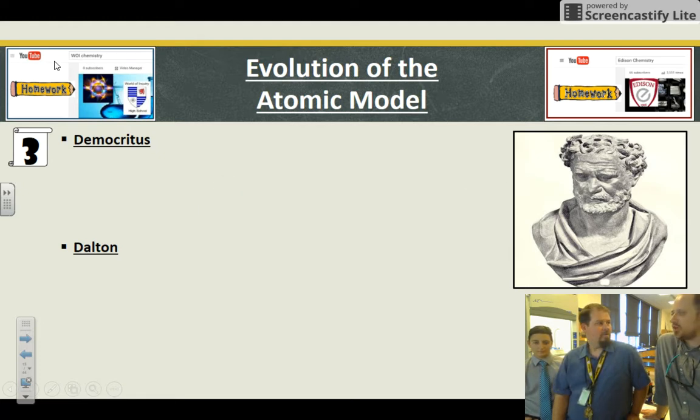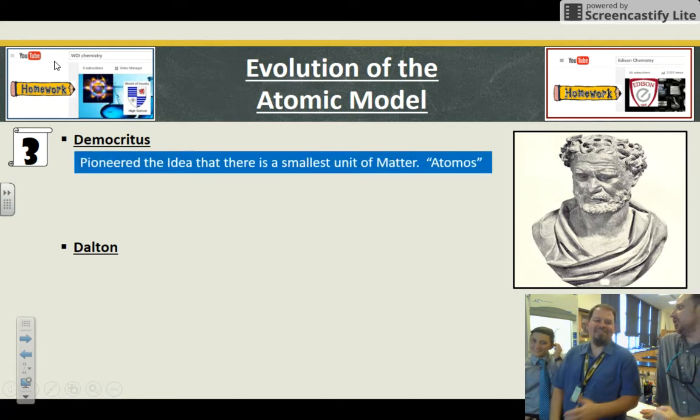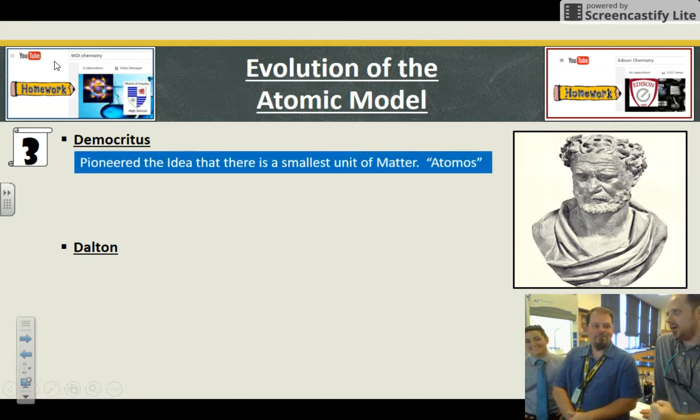He's so old we couldn't even take a picture of him, we had to make a statue. Toga. Yeah, seriously. So he came up with this word atomos, which is Greek for cannot be broken down. And this idea of the smallest unit of matter was really good.